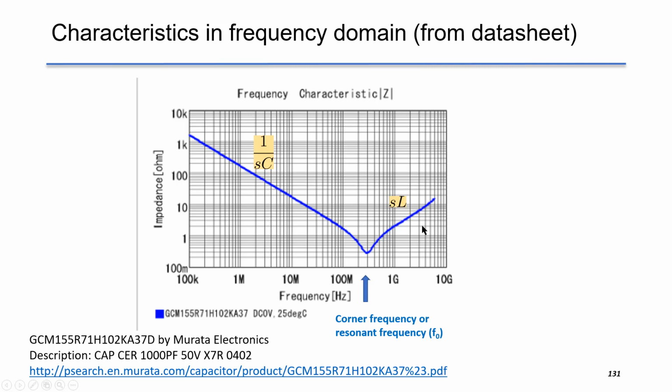If the frequency is above 300 MHz, as the frequency increases, the impedance increases as well, and this becomes inductive. The reason has been explained before: at such a high frequency, the parasitic inductance ESL dominates the impedance. At 300 MHz, which is the corner frequency, the ESL and the capacitor cancel out each other. Through this example, you will understand how important the frequency response is in the real world.